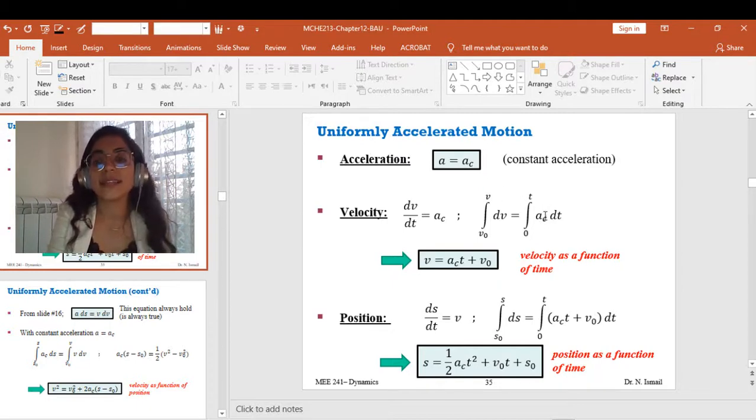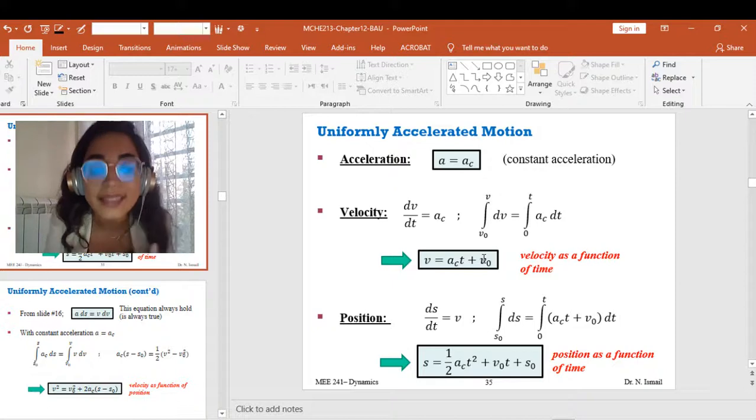Then of course, guys, since ac is constant, it is very similar to the uniform motion, except that here I'm dealing with v and ac instead of s and t. Then I can remove this ac from the integration, and then v will be equal to ac t plus v0, right? What is v0? Don't forget, it is the initial velocity when t is equal to 0.